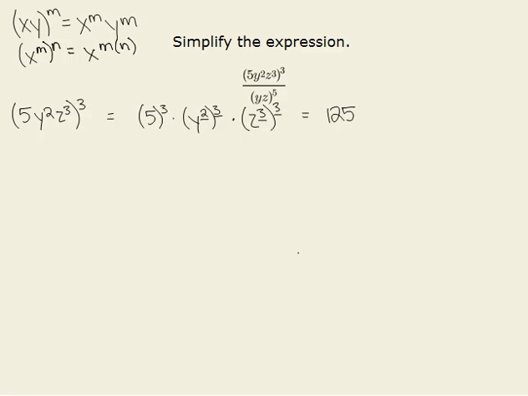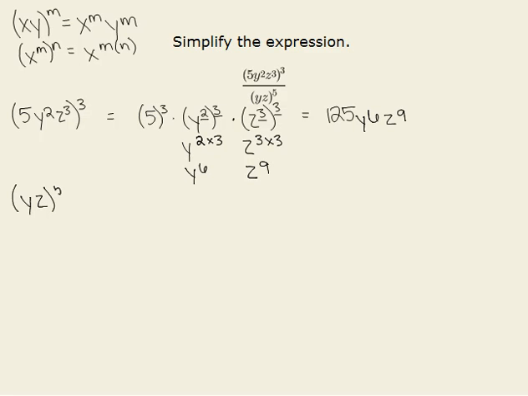So here we have y to the power of 2 times 3, which gives us y to the sixth. Here we have z to the power of 3 times 3, which gives us z to the ninth. So altogether, our numerator is 125 y to the sixth z to the ninth. In the denominator, we have y times z to the fifth.